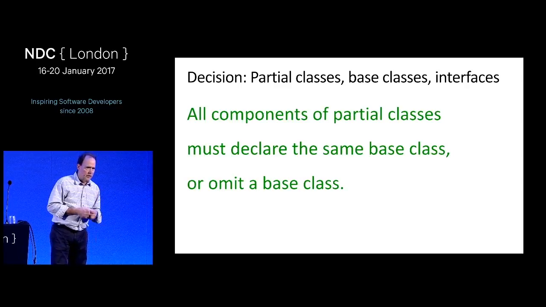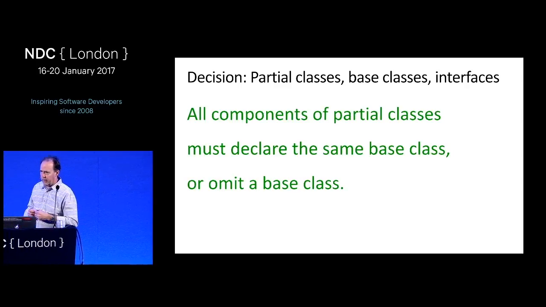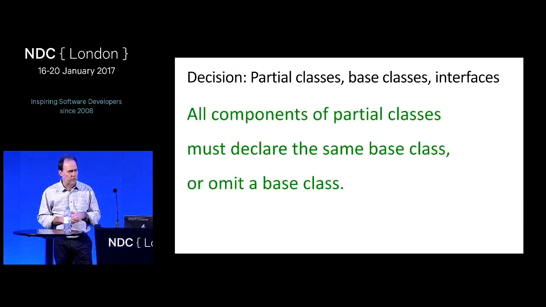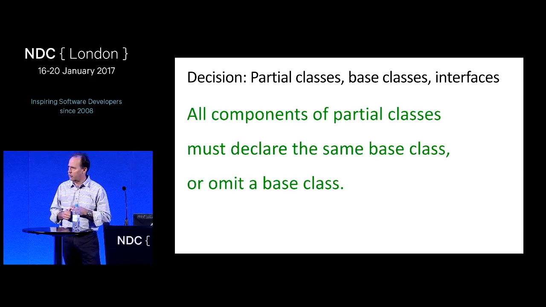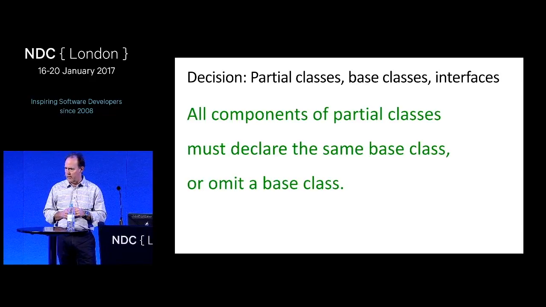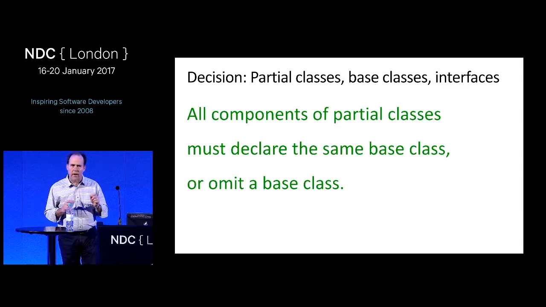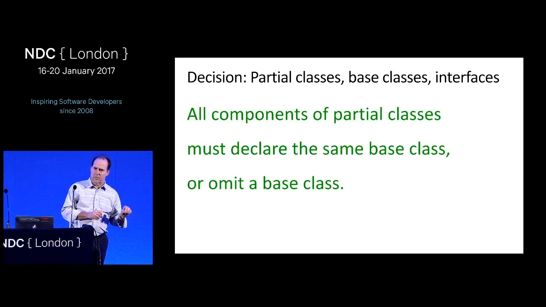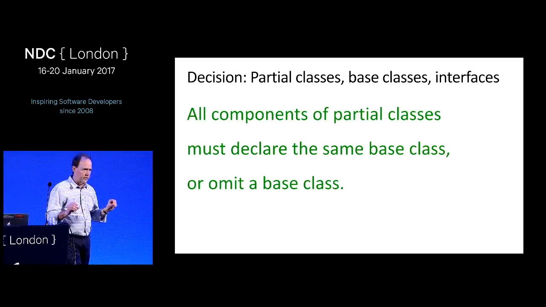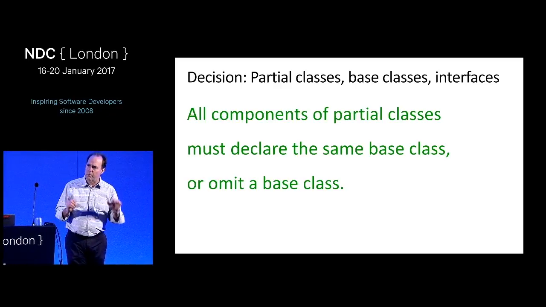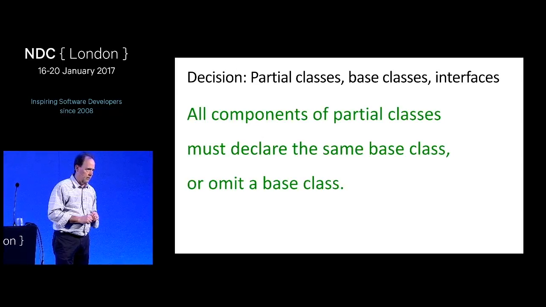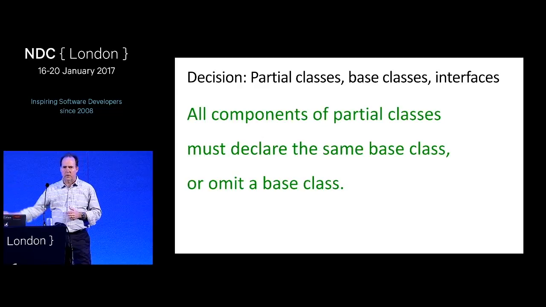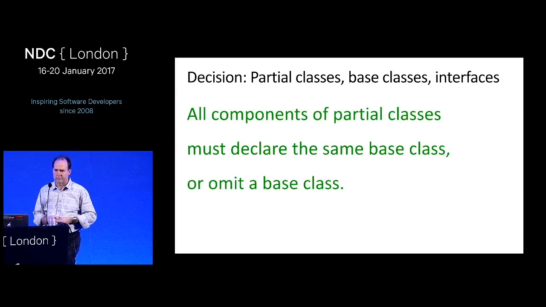Now the rules for this suddenly become a little complicated, because C# is single inheritance, there can only be one base class described for that partial class. So either every file that declares part of that partial class must declare the exact same base class, or it can omit any base class. I would recommend omitting the base class, because then if the tool changes and uses a new base class, it doesn't break your code.